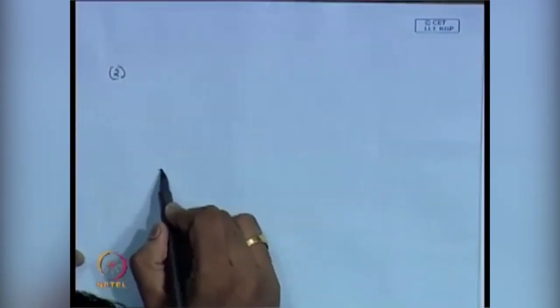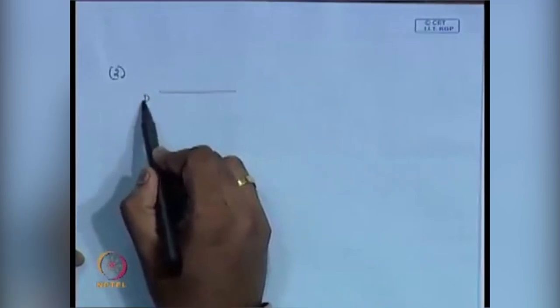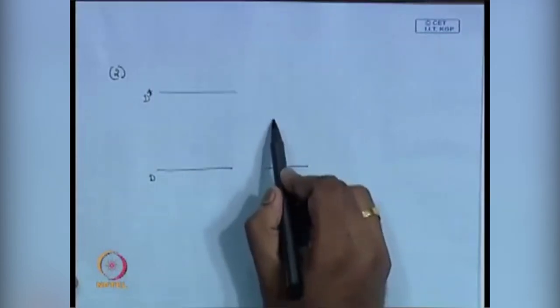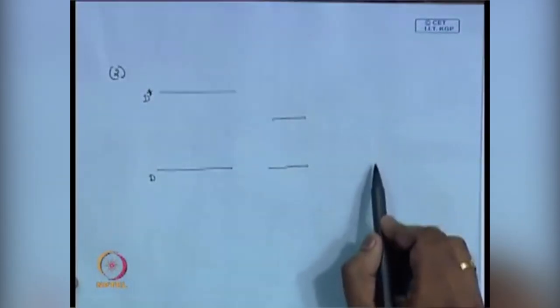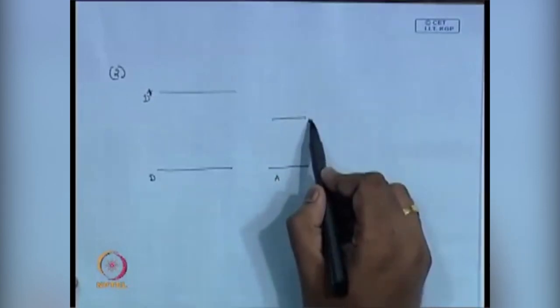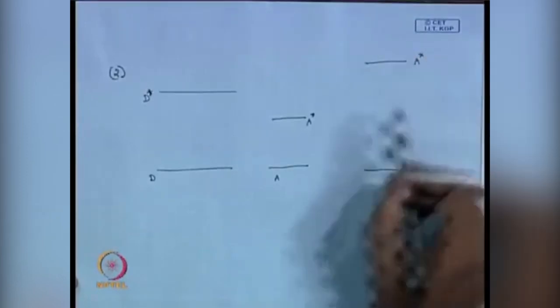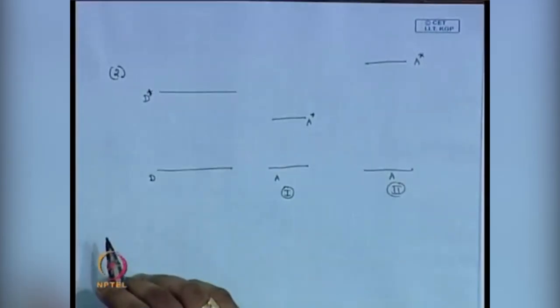Another important thing is, I have my donor, and this is the excited energy of my donor. There are two options the acceptor can be. My acceptor can have energy like this, or the energy of my acceptor can be like this also. I have one acceptor molecule, and I have a second acceptor molecule. Which will be good to transfer the energy?